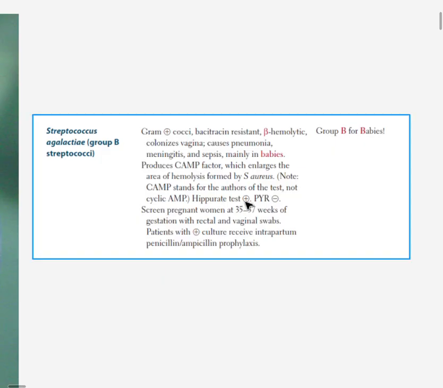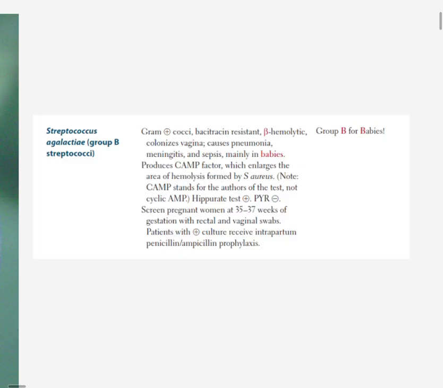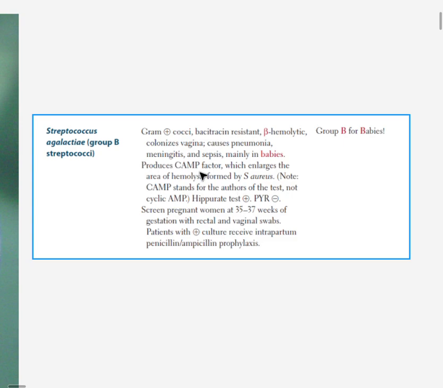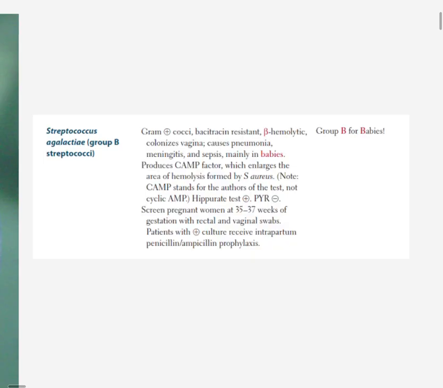And one important test we can do is the CAMP test. What is this? The most important identification test for group B Streptococcus is that it produces the CAMP factor, right? And what does the CAMP factor do? This CAMP factor works with toxins produced by Staphylococcus aureus to increase hemolysis, right? Imagine Staph aureus plus the CAMP factor leads to a big hemolysis zone. And this is the positive CAMP test.